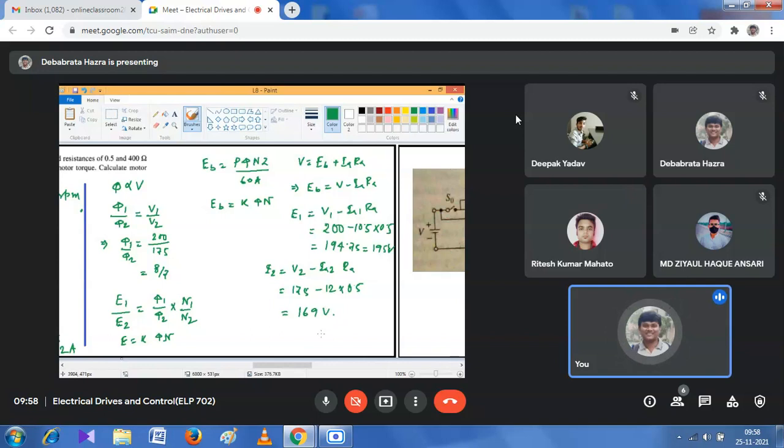So put that value in that equation and calculate the value of N2. The value of E1 is 195 and E2 is 169. The value of phi1 by phi2 is 200 by 175 and the value of N1 is 2000 RPM. So what is the value of N2?